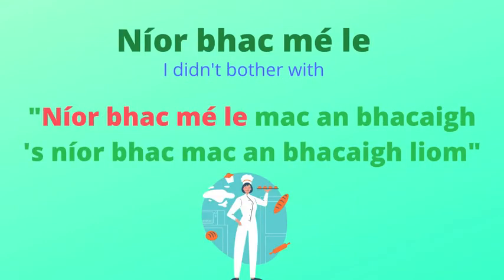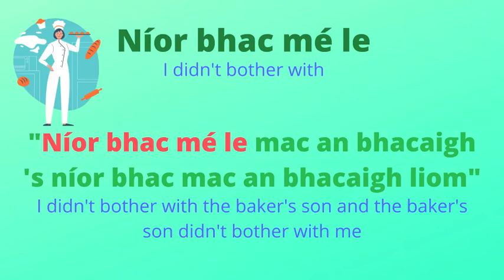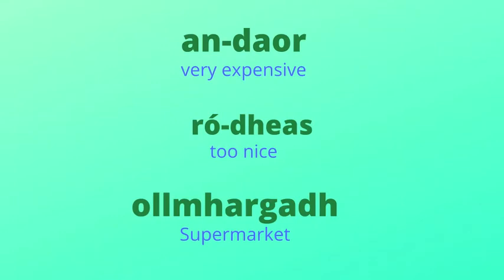Do you notice anything about a lot of verbs in the past tense? Níor bhac mé le, I didn't bother with. Now this is one for the people that were in my class. Níor bhac mac an bhacaigh liom. What does that mean? Can you remember? I didn't bother with the baker's son, didn't bother with me. That comes from a tongue twister, and you can look it up if you want. Give it a go. Send me a recording of you doing it.